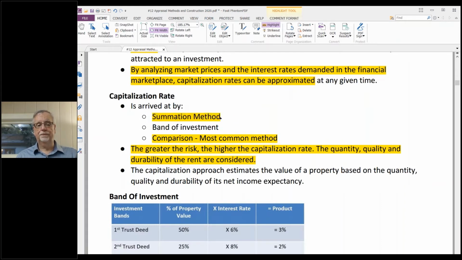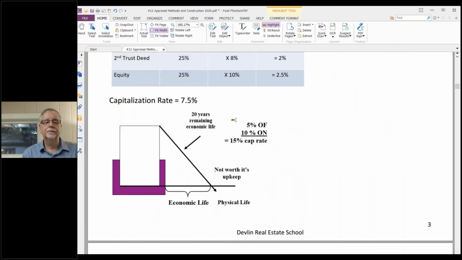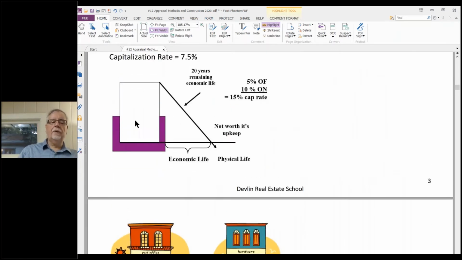The summation method. The way that works is, let's say we have a building, and the purple, by the way, think of that as a field of lavender, in that that's supposed to represent ground, earth, but I've changed it, it's a long story. So anyhow, we have a building, the building is sitting on a lot. Now the building has a limited economic life. And an economic life of a building is the time period over which the building becomes not worth its upkeep. But then the building also has a physical life, and the physical life is longer than the economic life, right?